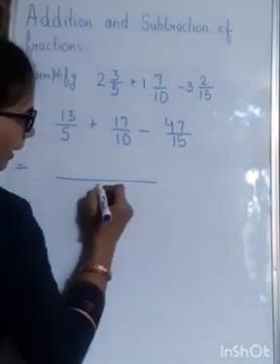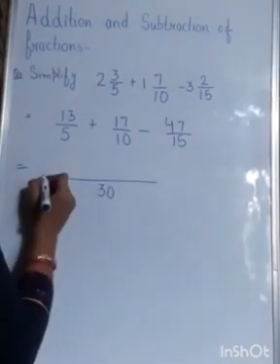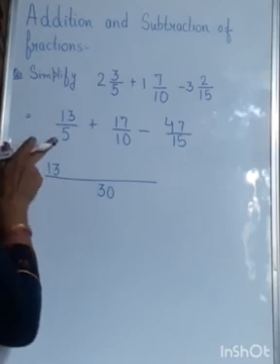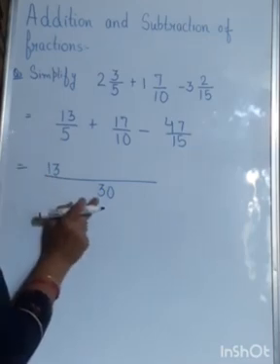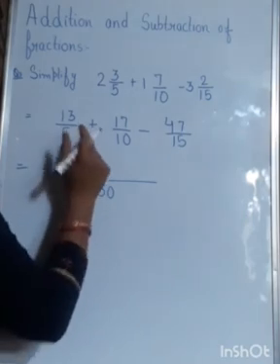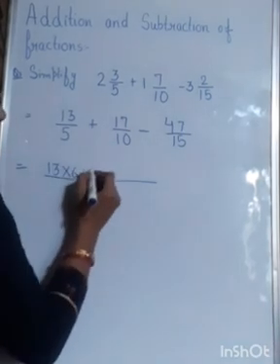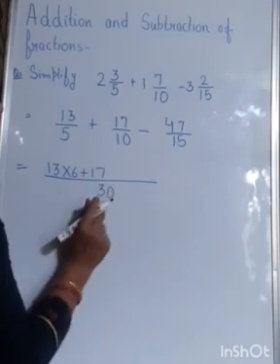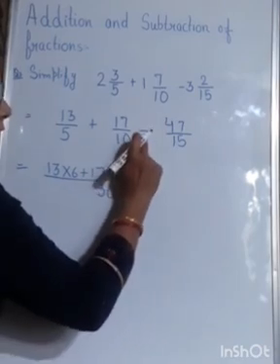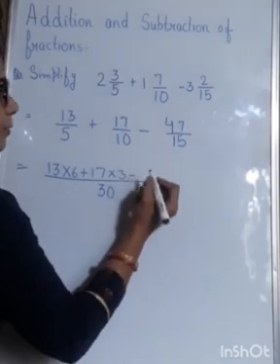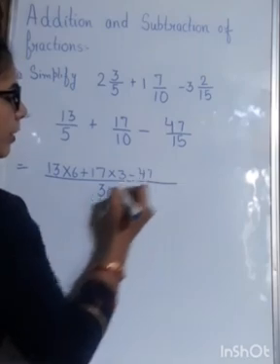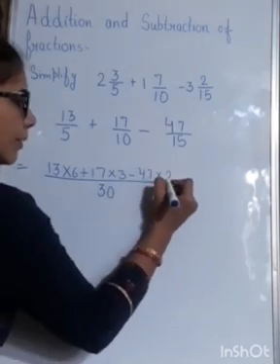Clear? Now you have to take the LCM of these three, and when you take the LCM of these three, it is coming 30. Now same step, first you have to write the numerator. What is the numerator? 30. Now in the 5 table 30 goes in 5 6s are. So you will multiply with 6, then you have to add, plus, then 17. In the 10 table 30 goes, 10 3s are, so multiplied by 3. Then you have a subtraction sign over here, that is minus. Then you will write 47, and in the 15 table 30 goes, 15 2s are.